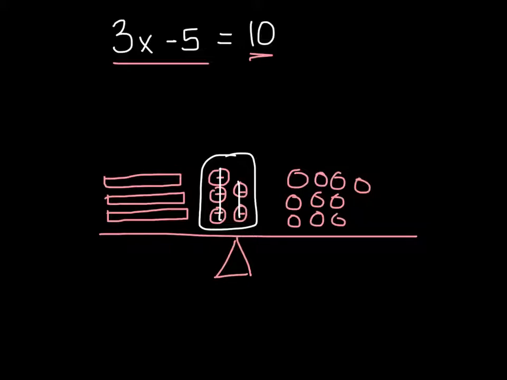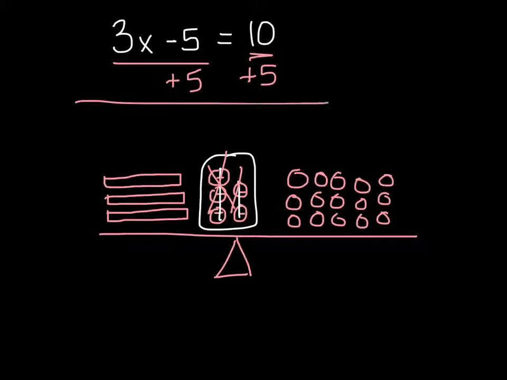So if we're going to get rid of 5 negatives, that's the same thing as adding 5 to both sides of our equation. And so when I cross these out or take them off, I'm going to have to add 5 to the right-hand side to keep it balanced. So 1, 2, 3, 4, 5. So I should have 15 on the right and only a 3x on the left. So 3x equals 15 now.